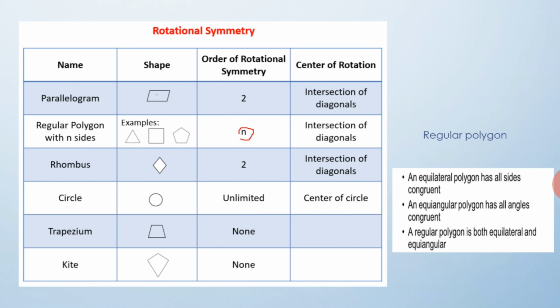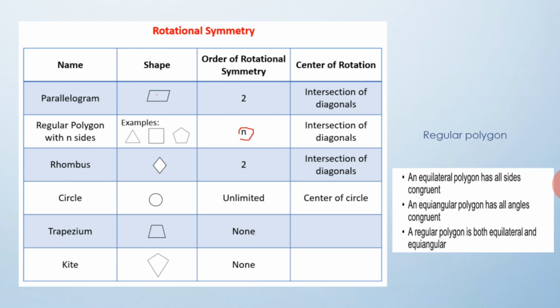So, what about the circle? A circle has unlimited order of rotational symmetry, or else we can say an infinite number of rotations. What about the center of rotation? It is the center of the circle. And for a trapezium and a kite, there is no order of symmetry.